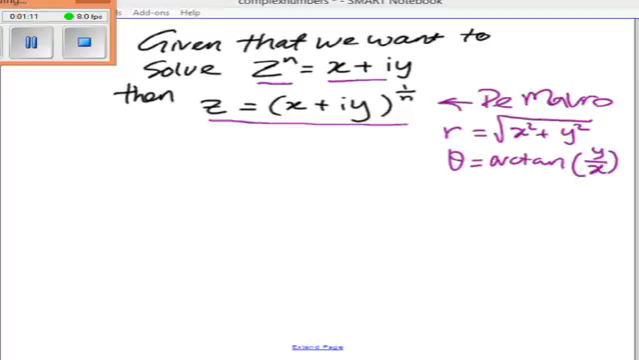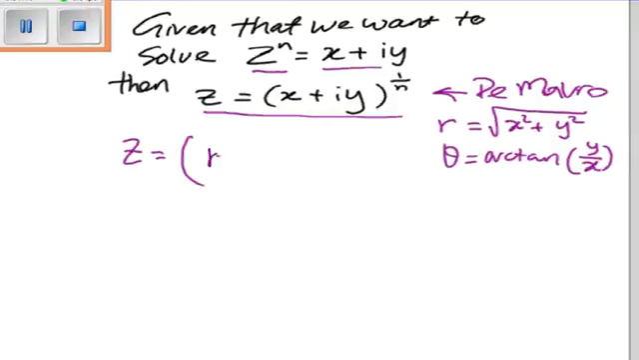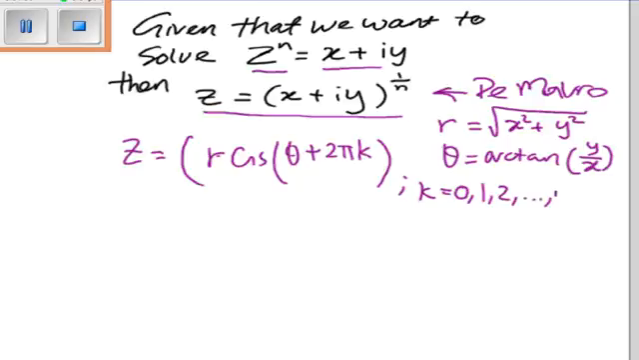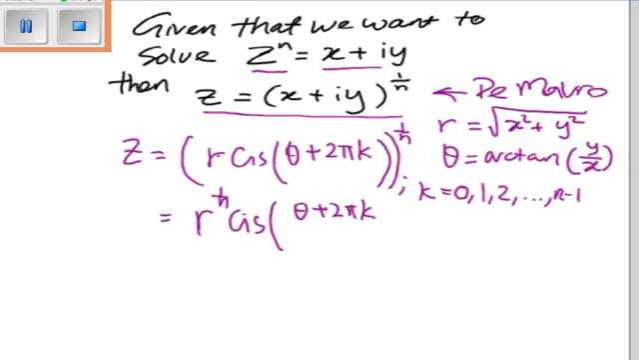So this can now be rewritten as z is equal to r cis (theta plus 2 pi k), where k is an integer being 0, 1, 2, all the way up to n minus 1. There will be n of them. And then this is raised to the power of 1 over n. So applying De Moivre's theorem, this will be r to the power of 1 over n, cis, and the argument here is multiplied by 1 over n, therefore it is (theta plus 2 pi k) over n.